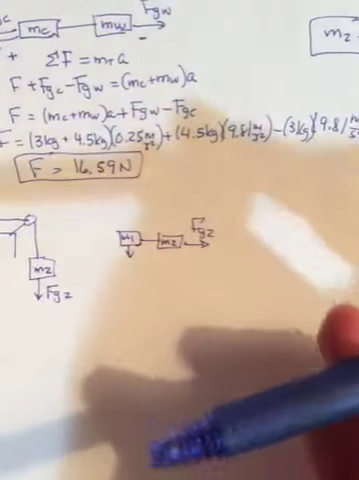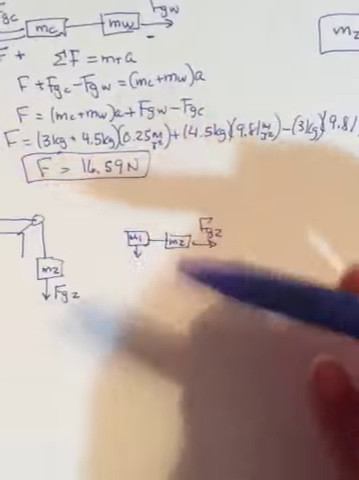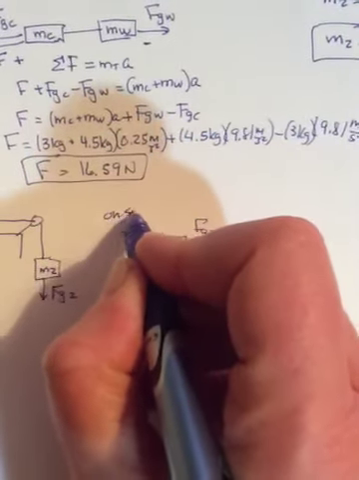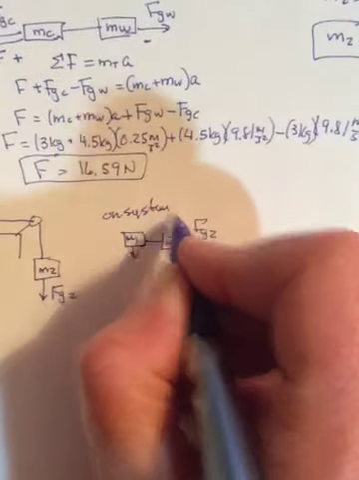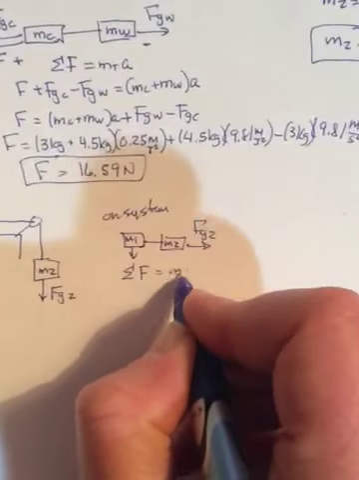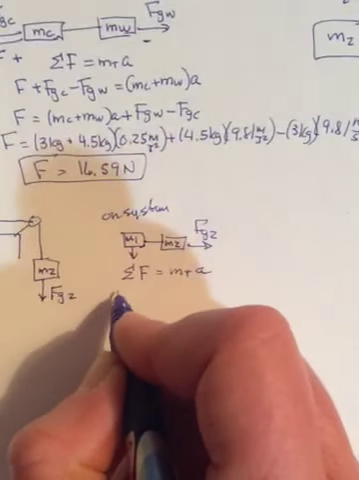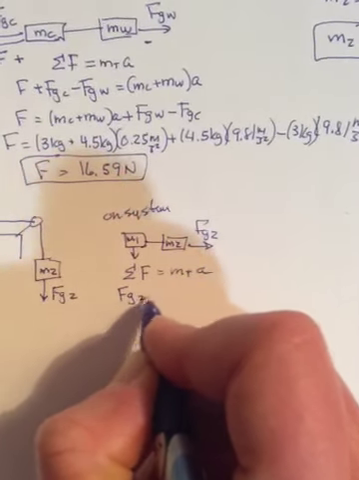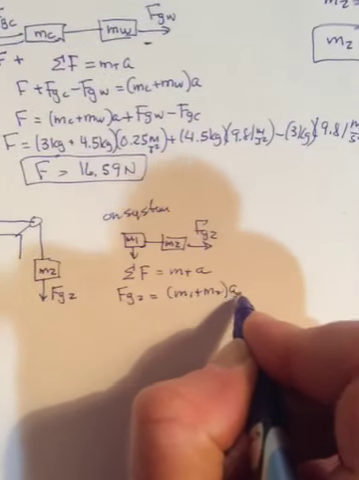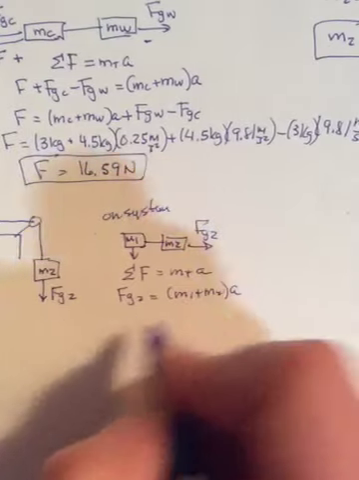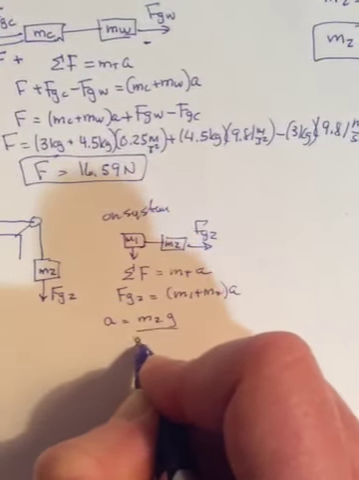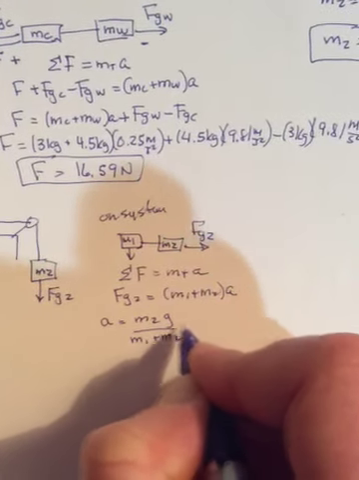Okay, so we were doing question number 24, about to find the acceleration of this system. So this is the whole system. The only thing making the system move is Fg2. So we do sum of the forces is equal to m total A, and it'll be Fg2 is equal to m1 plus m2 times A. So we're looking for A, so A will be equal to m2g over m1 plus m2.